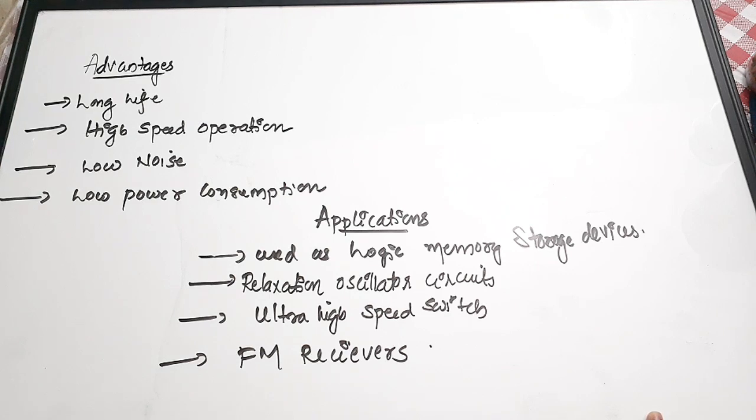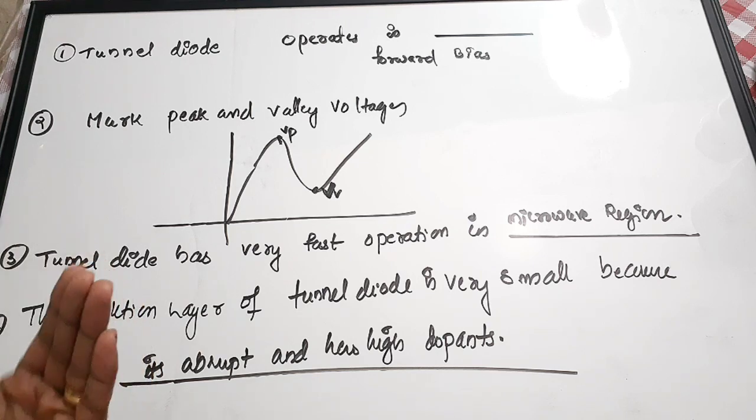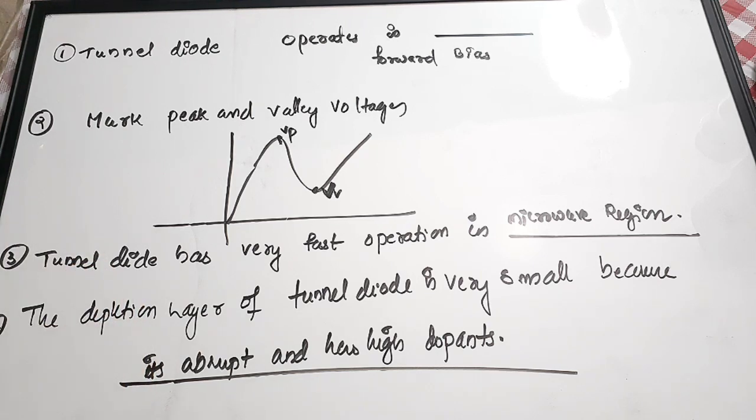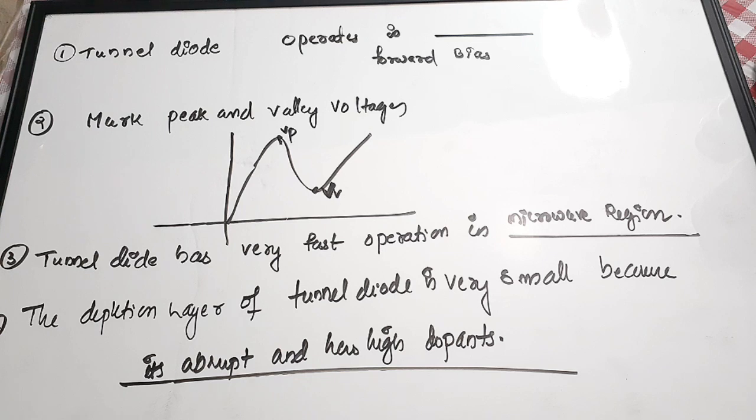Next, we are going to see the 10 important questions from the tunnel diode session. The first question is, tunnel diode operates in dash. We have discussed the working of the tunnel diode, and never talked about the reverse bias condition, because the tunnel diode will work only in the forward bias condition normally. So normally we won't use tunnel diodes in reverse bias condition, only in the forward bias condition it will be working.